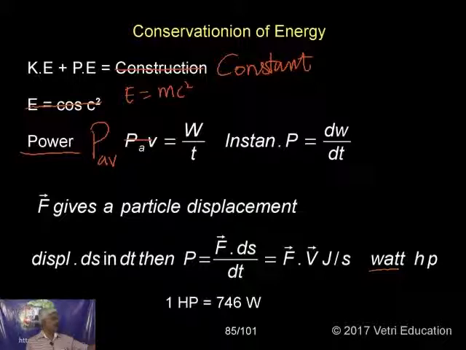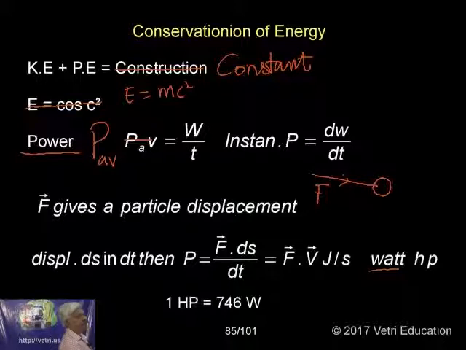Therefore, power is equal to work done by time, or instantaneous power is equal to the rate of doing work, dW by dt. Suppose I have a force F that gives a particle a displacement ds in time dt. There are 3 things acting. This is a particle, and I apply a force.